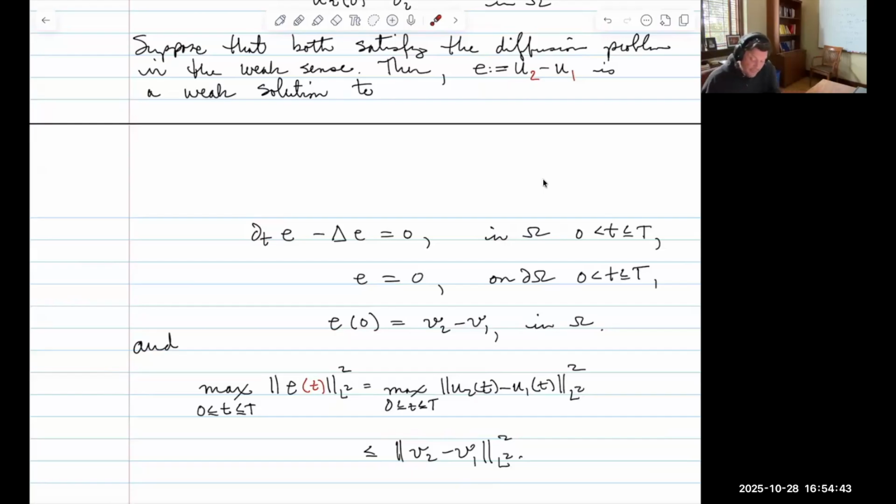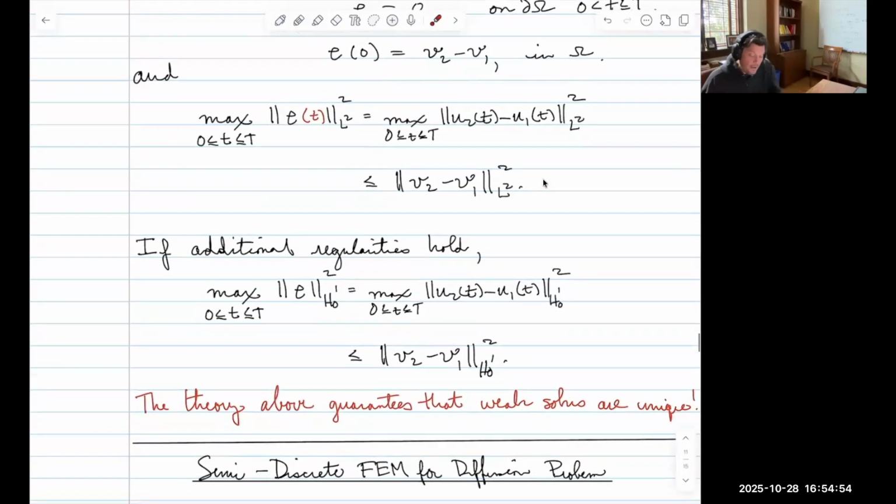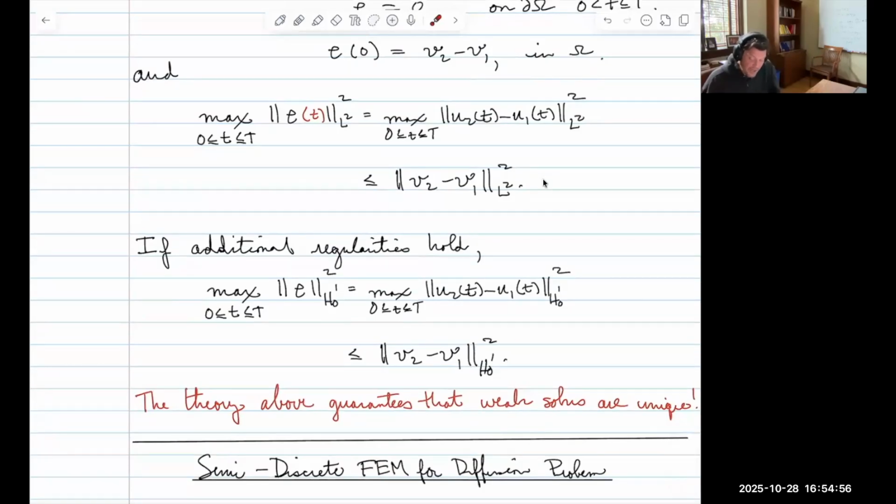It means that if I change the initial conditions by just a little bit, the solution that solves that equation only changes by a little bit. And the same with additional regularities. If I change this by just a small amount in the H01 norm, then the difference of the two solutions changes by a small amount in the H01 norm.